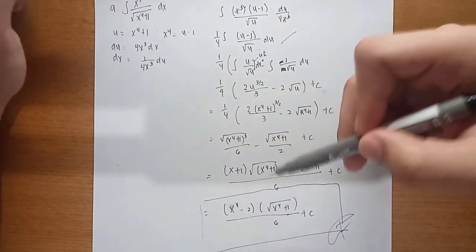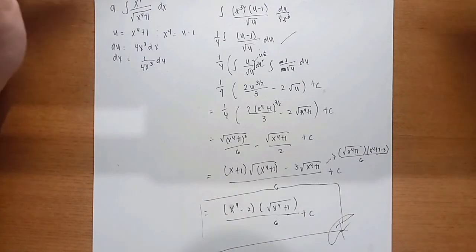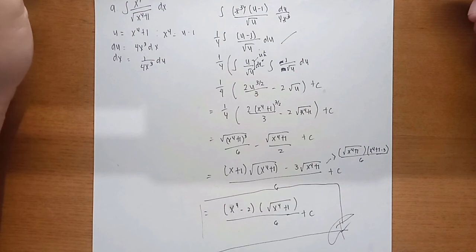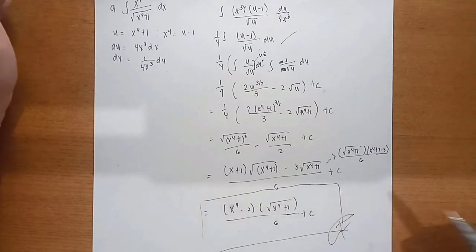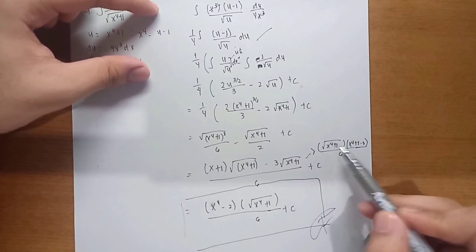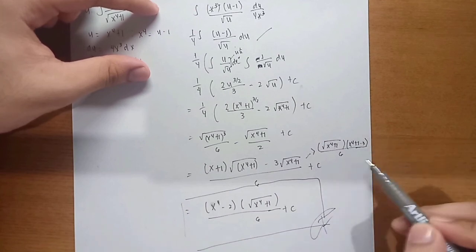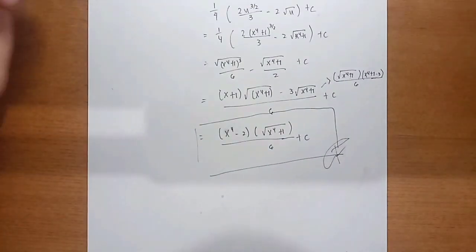This is also equal to x raised to 4 plus 1 cubed minus 3 square root of x raised to 4 plus 1. By simply factoring it out, we will have square root of x raised to 4 plus 1 times x raised to 4 plus 1 minus 3 all over 6. And by solving this, we will now have the final answer, x raised to 4 minus 2 times square root of x raised to 4 plus 1 all over 6 plus the arbitrary constant.